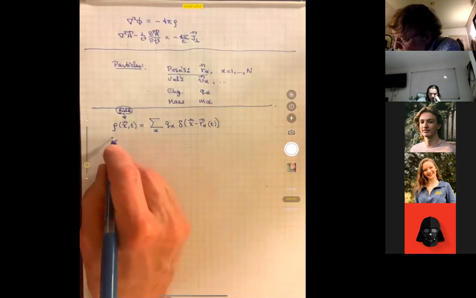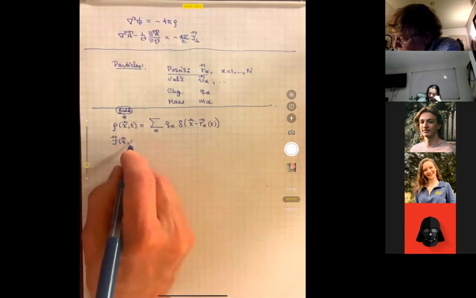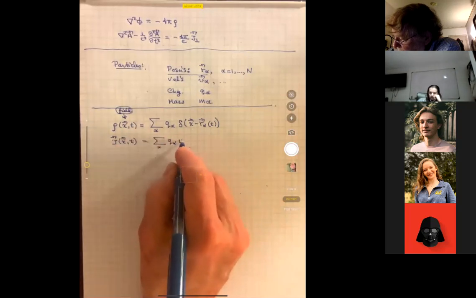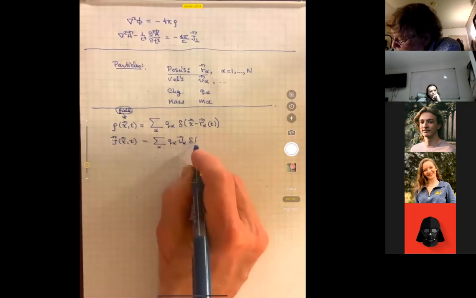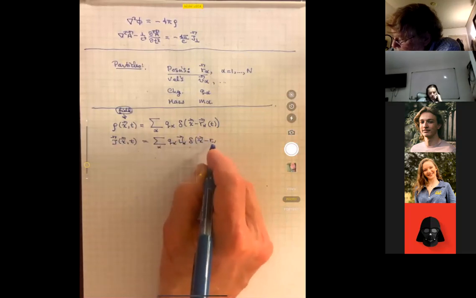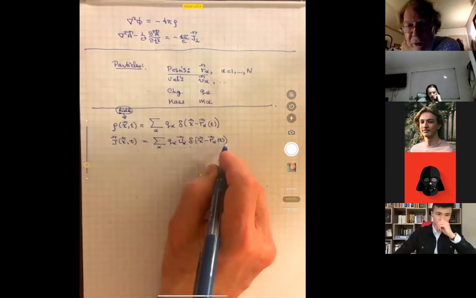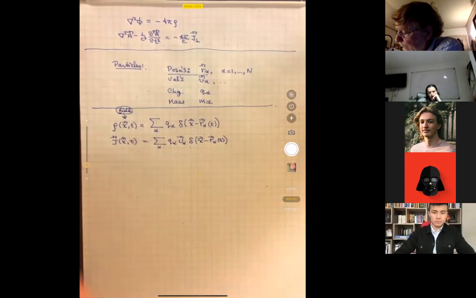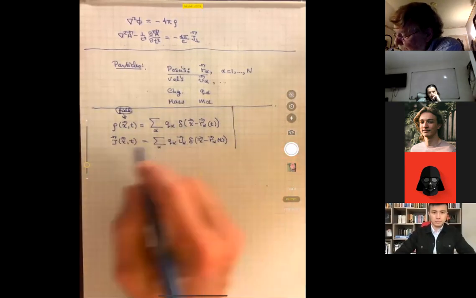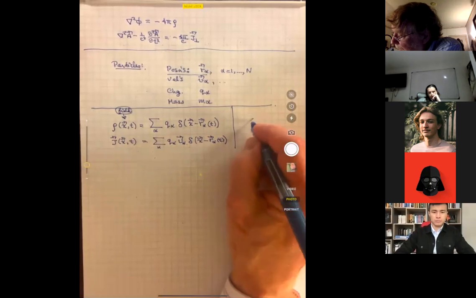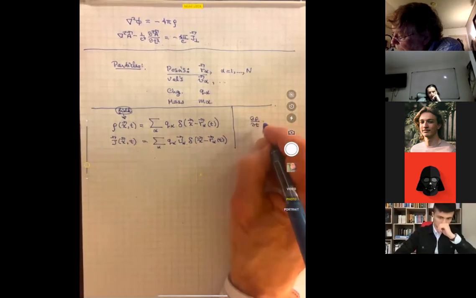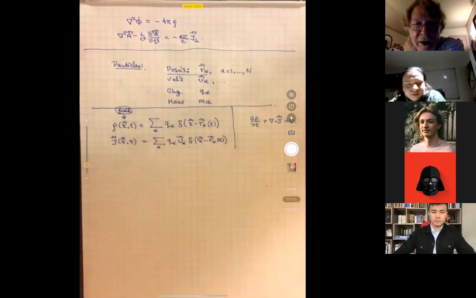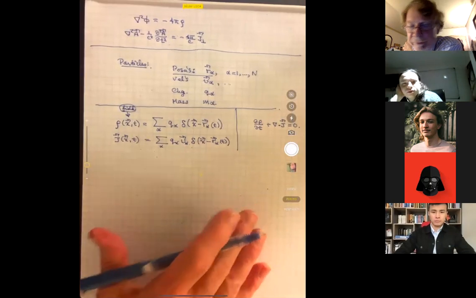Likewise, the current J of x and t is the sum over the particles alpha of the charge q alpha times the velocity v alpha times the same Dirac delta function, x minus r alpha of t. I don't know if you did this kind of stuff back in Physics 209, but you might have. It's the kind of thing you could cover in a course like that. In any case, these expressions for the charge density and current satisfy the continuity equation, d rho dt plus del dot j is equal to 0, as you can easily check. That's good because if they didn't, then there's no solution to Maxwell's equations.